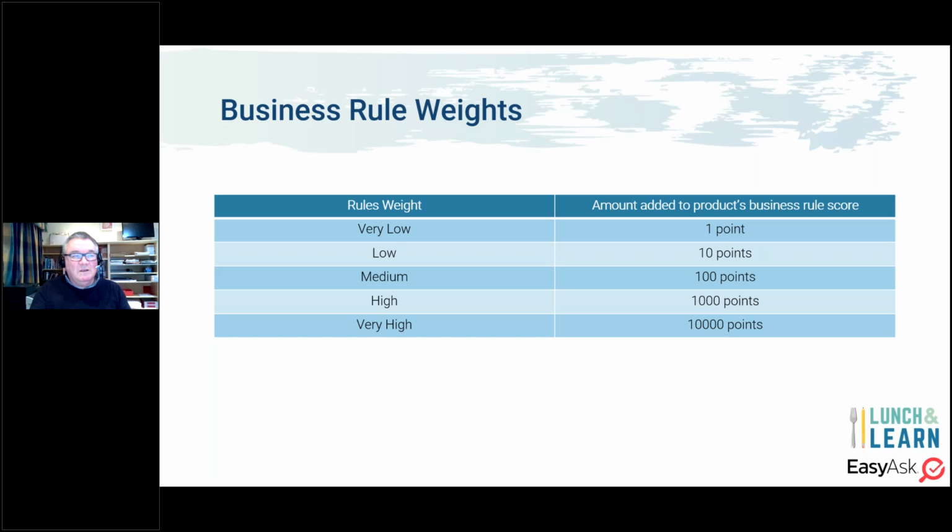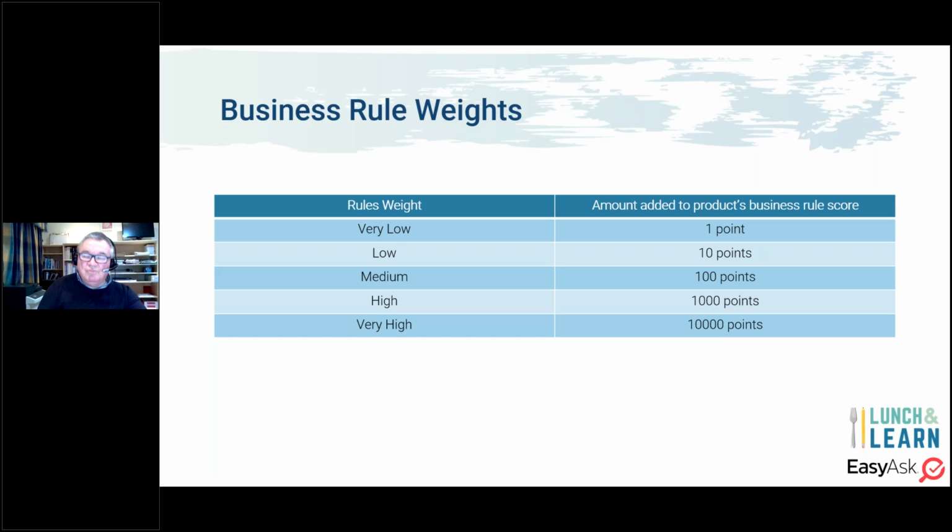So we go from a weight of very low through to very high, and those go up by a factor of 10 starting at 1. So it's 1, 10, 100, 1,000, and 10,000. And what this means is that you can have multiple rules at the same weight, but a single rule at the level above would effectively trump those other scores. So it allows you to create layers in your rule system, and to have higher priority and lower priority rules.